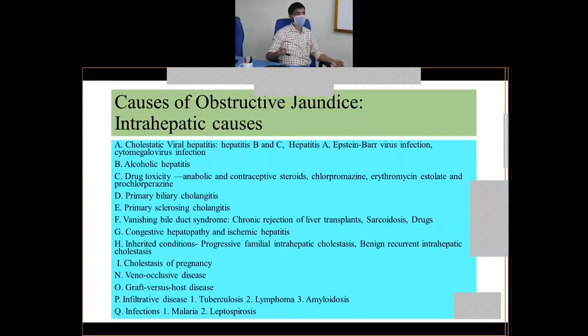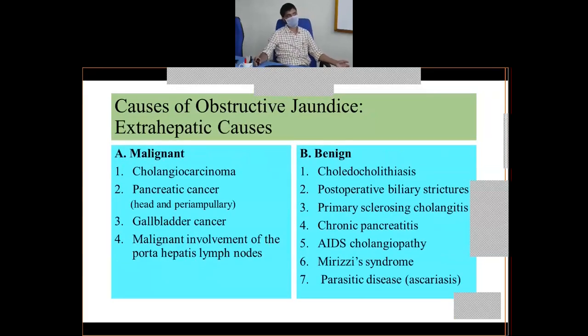Then the extrahepatic obstruction causes may be malignant or benign. Malignant causes are cholangiocarcinoma, pancreatic carcinoma, that is the head and the periampullary carcinoma, gallbladder cancer, or malignant involvement of the porta hepatis lymph nodes. Then the benign causes are choledocholithiasis, postoperative biliary stricture, primary sclerosing cholangitis, chronic pancreatitis, AIDS cholangiopathy, Mirizzi syndrome, and parasitic disease like ascariasis.